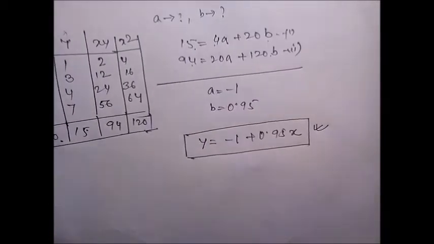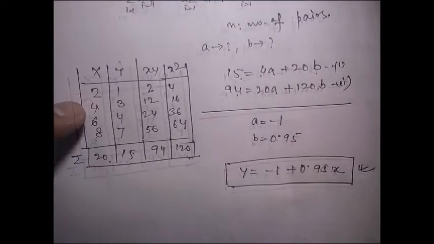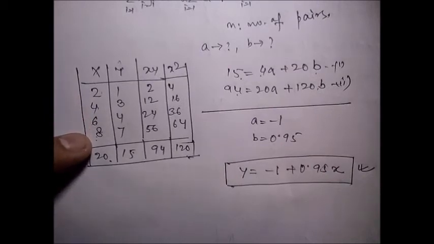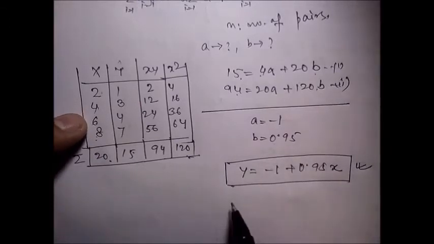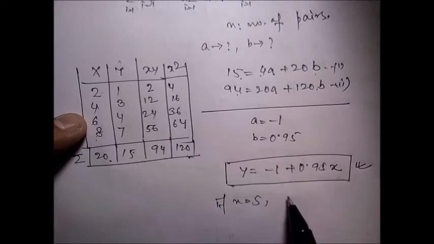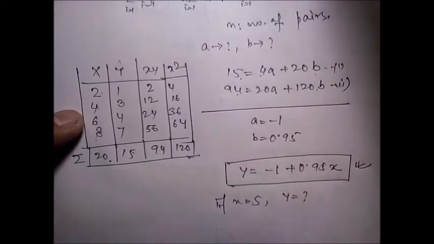Now we can see the data. If x is 2, y is 1. If x is 4, y is 3. If x is 6, y is 4. If x is 8, y is 7. But if x is equal to 5, then what is y? We don't know. So here we can predict the y value.